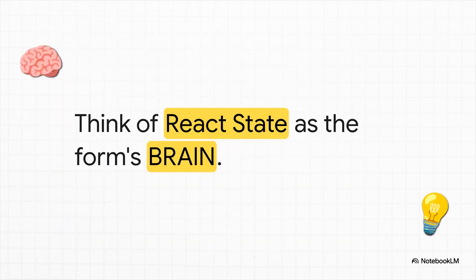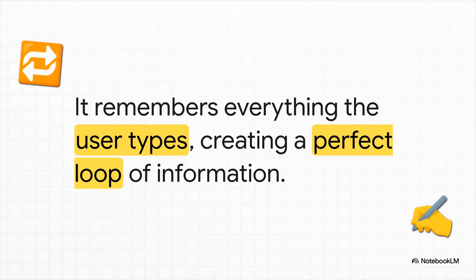To make this stick, let's use an analogy. Just think of your React state as the form's brain. It's the central command center for all the information. And this brain is smart. It listens to every single keystroke, remembers exactly what the user typed, and then tells the input field, hey, this is what you should be displaying. This creates this perfect continuous loop of information. User types, brain remembers, brain tells the screen what to show.